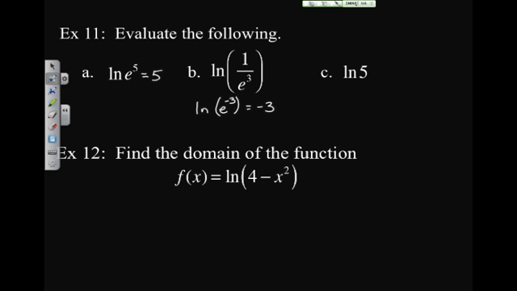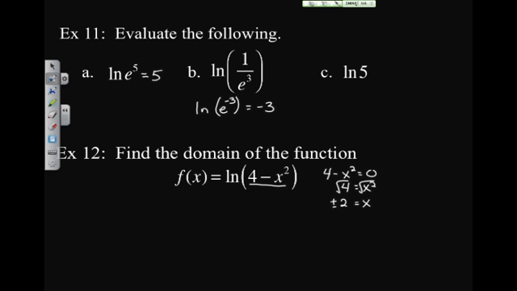Now for number 12, we want to find the domain of this function, and here's how we do this. We know the stuff in here has to be positive. We've discussed that the domain is positive numbers. So we have to find out what the boundaries are. In other words, when does this thing equal 0? If we do the math, we get 4 equals x squared. So x will equal, when we take the square root of both sides, plus or minus 2.